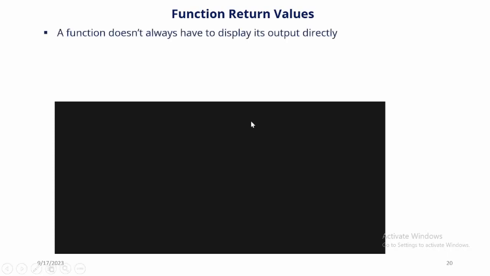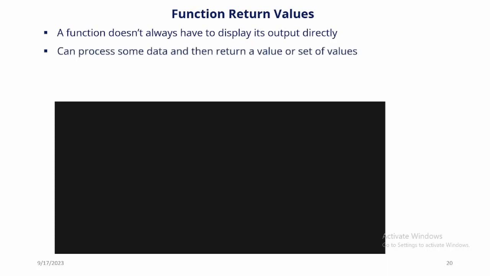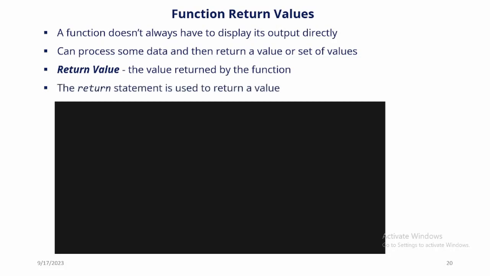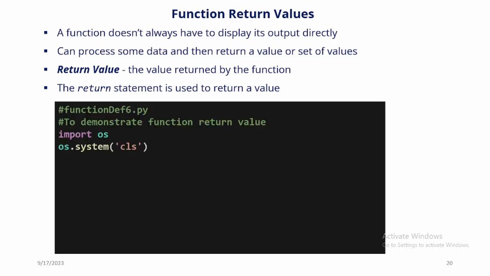So how do we do that? A function doesn't always have to display its output directly, like we have been seeing printing. The function can process some data and then return a value or a set of values. They can even return a data structure such as a list, dictionary, and so on. We call that the return value, which is the value returned by the call to the function, and we use the return statement in Python to achieve that.